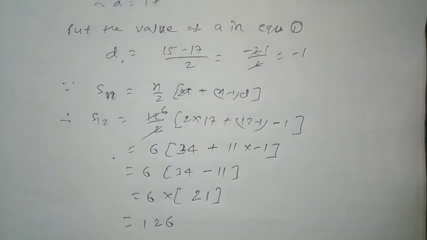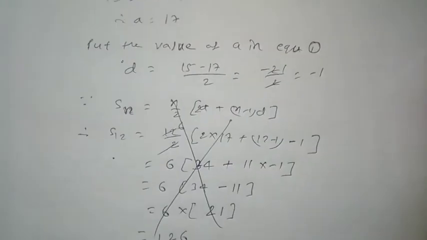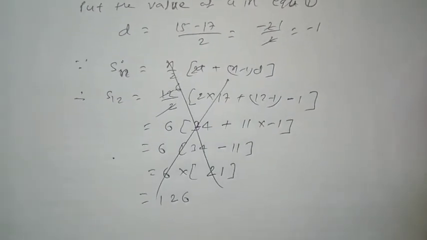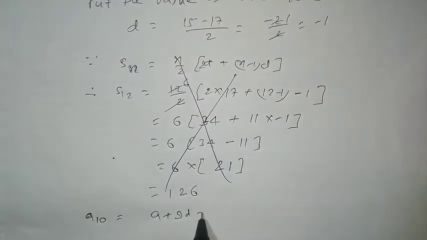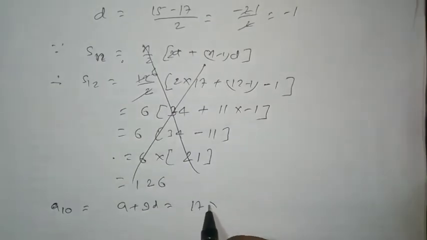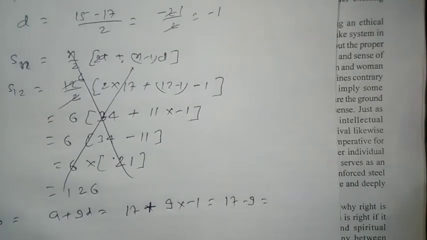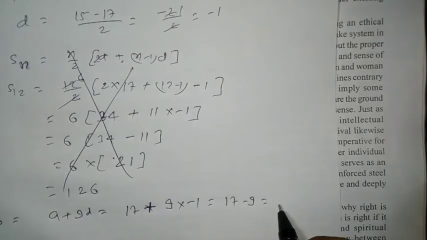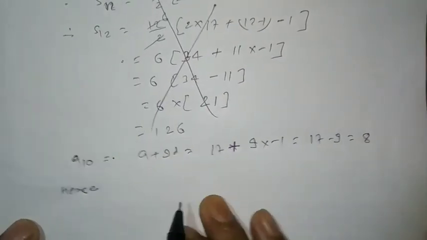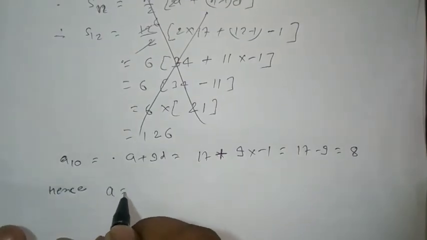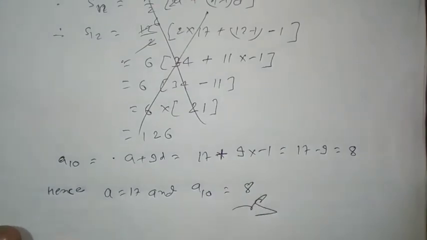Sorry, we have to find the value of not Sn, we have to find the value of A10. A10 is equal to a plus 9d, which is equal to 17 plus 9 into minus 1, which is equal to 17 minus 9, which is equal to 8. Hence a is equal to 17 and A10 is equal to 8. Answer.